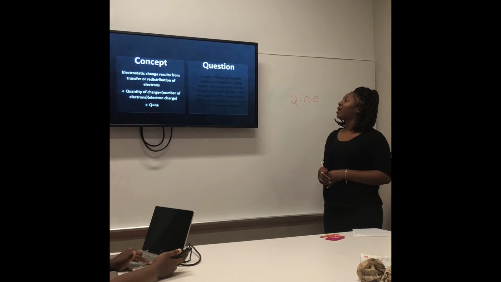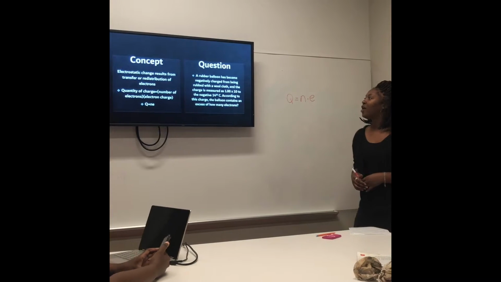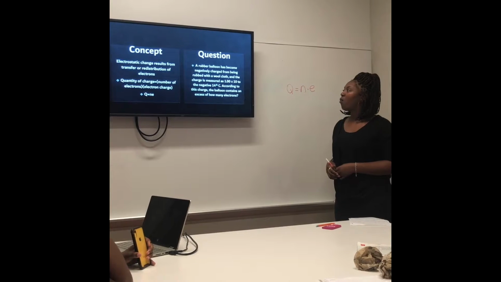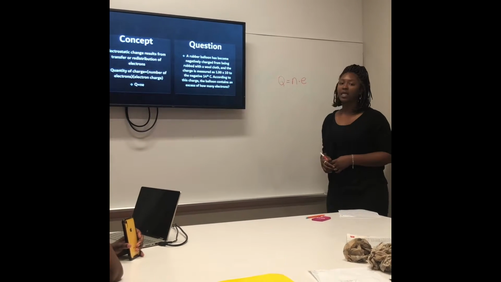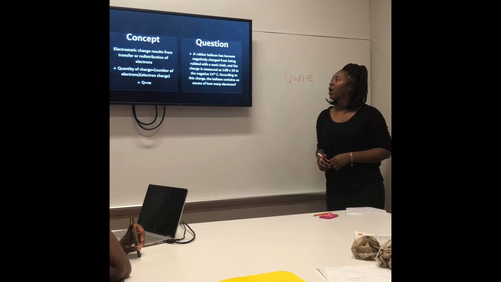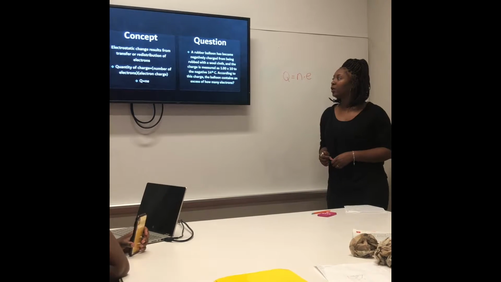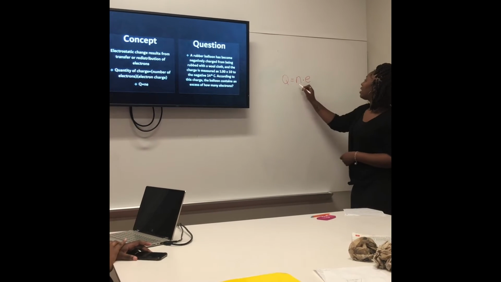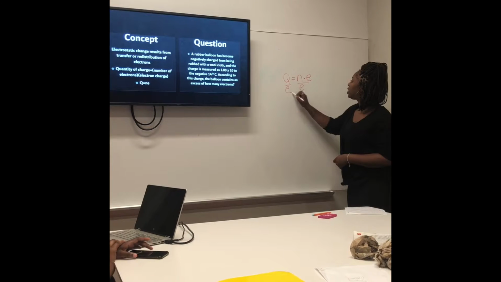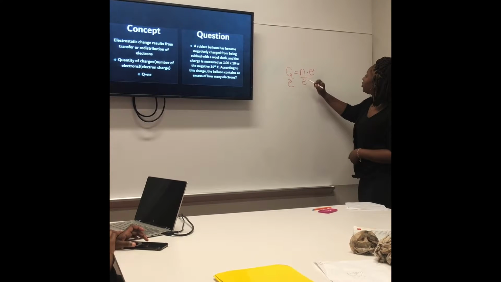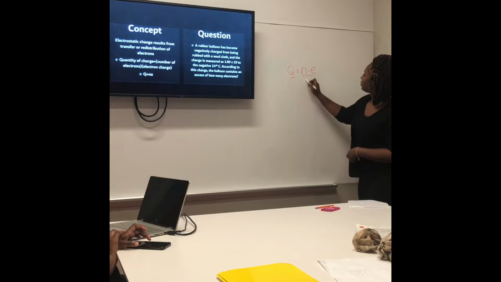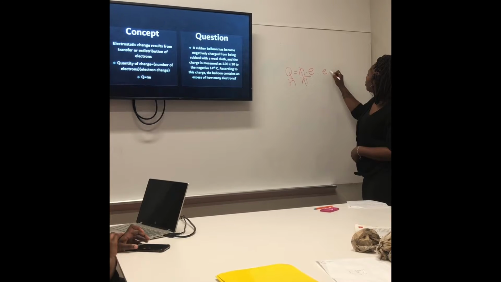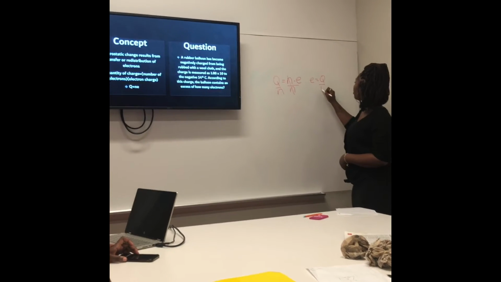A rubber balloon has become negatively charged from being rubbed with a wool cloth, and the charge is measured as 1.0 times 10 to the negative 14th coulomb. According to this charge, the balloon contains an excess of how many electrons? So to find the number of electrons, this equation is equivalent to E equals Q over N.